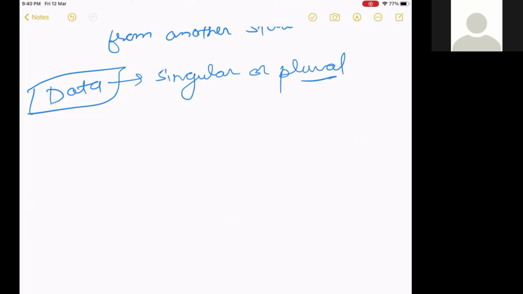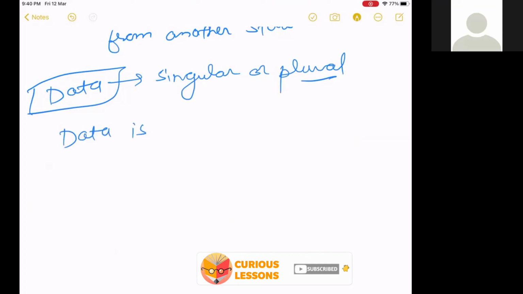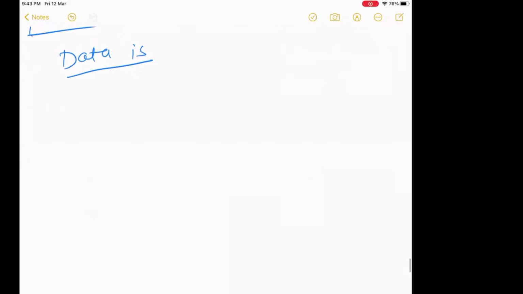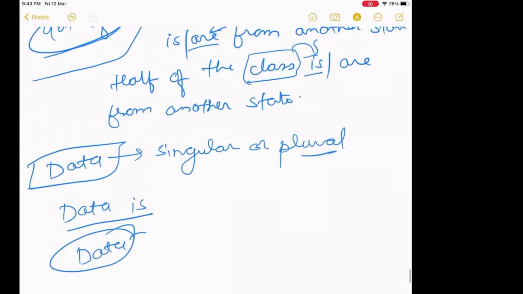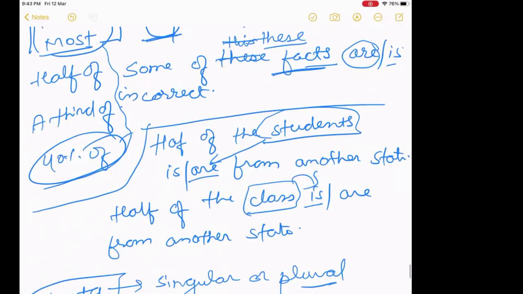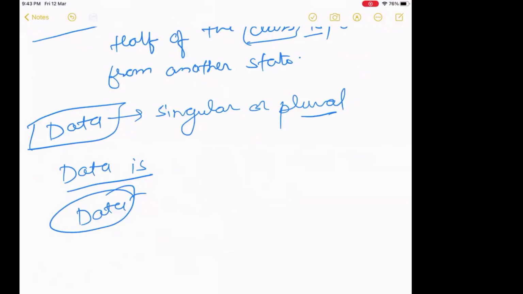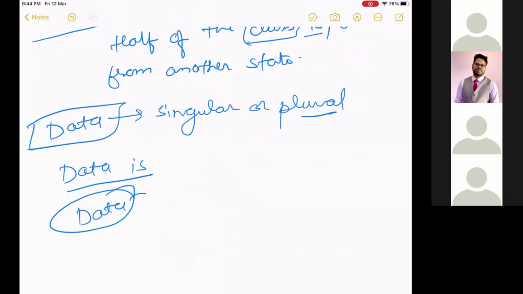Yes, I can repeat again. Data is plural, datum is singular. So now I think it's clear. If we talk about data, it is the same concept we were discussing with information. Information is uncountable, and data is more like information. That's why we use data in the singular form, but it is not that you cannot use it in plural form. If you want to use it in the plural form, you can. No one will stop you.